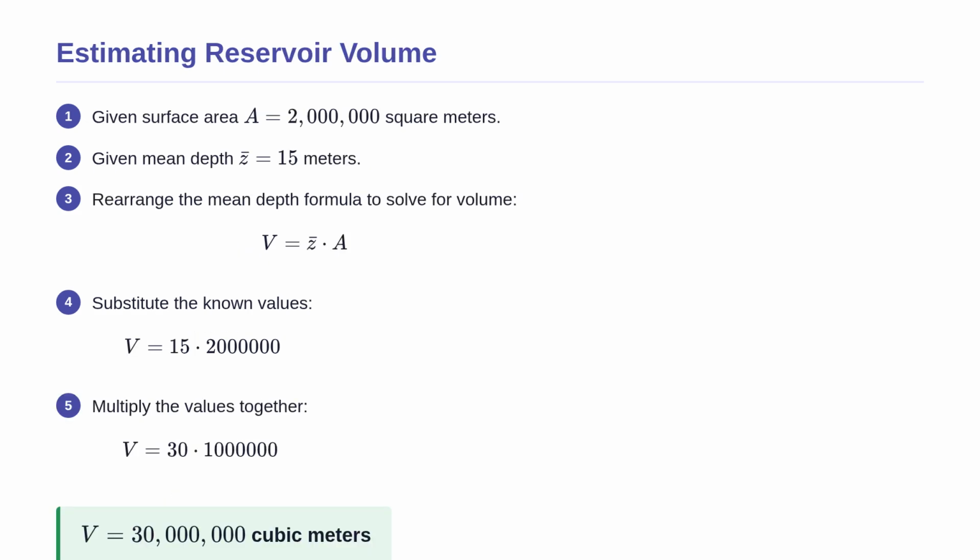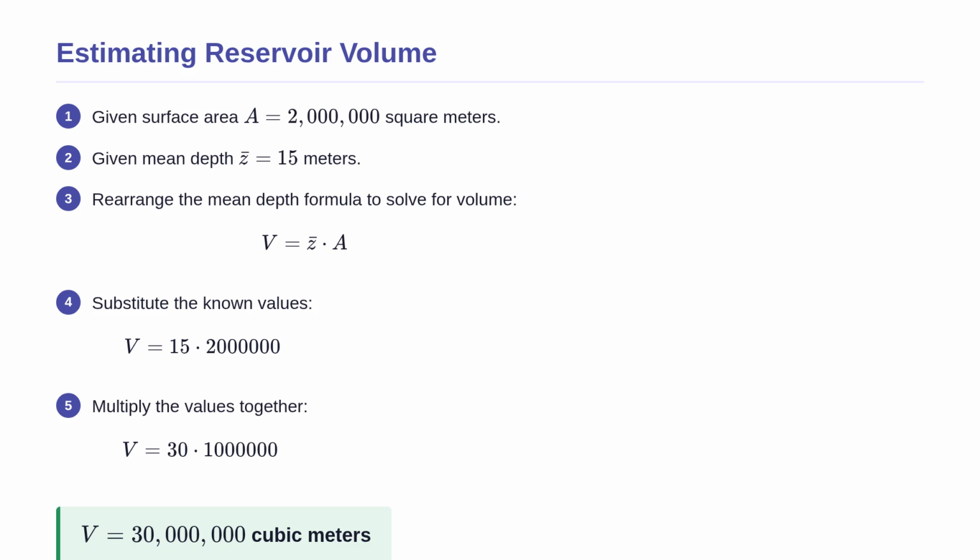Now imagine a different scenario, where city managers need to know the water capacity of a massive drinking reservoir. We know the surface area is 2 million square meters, and historical records show a mean depth of 15 meters. This time, we are working the formula in reverse.